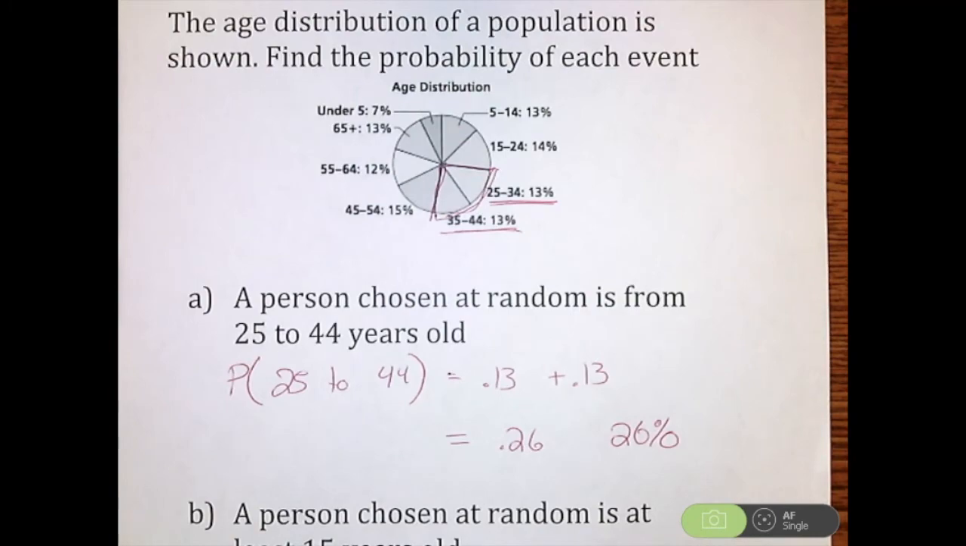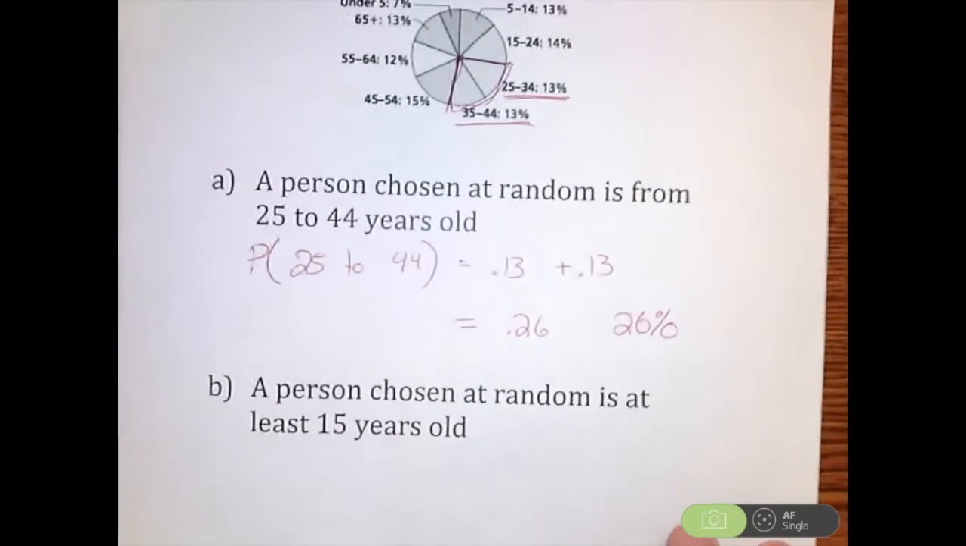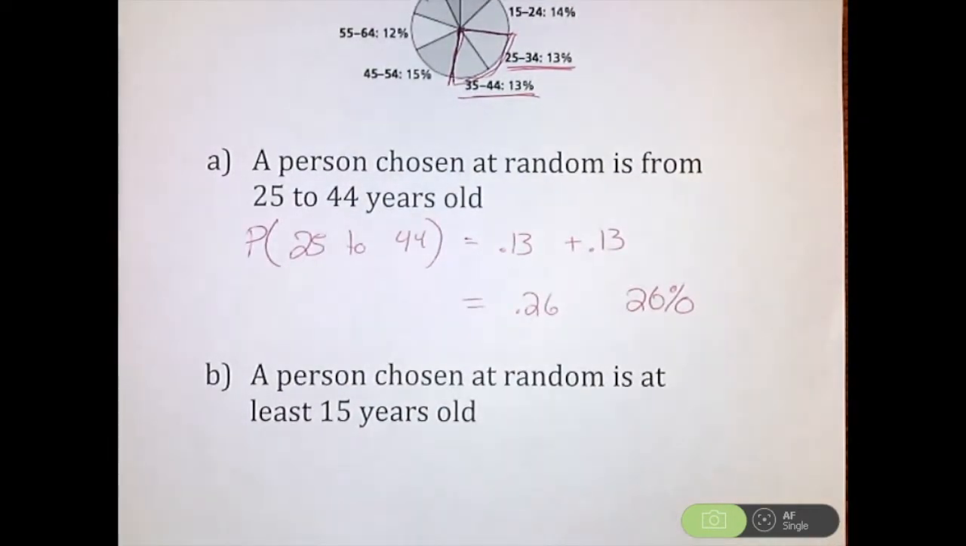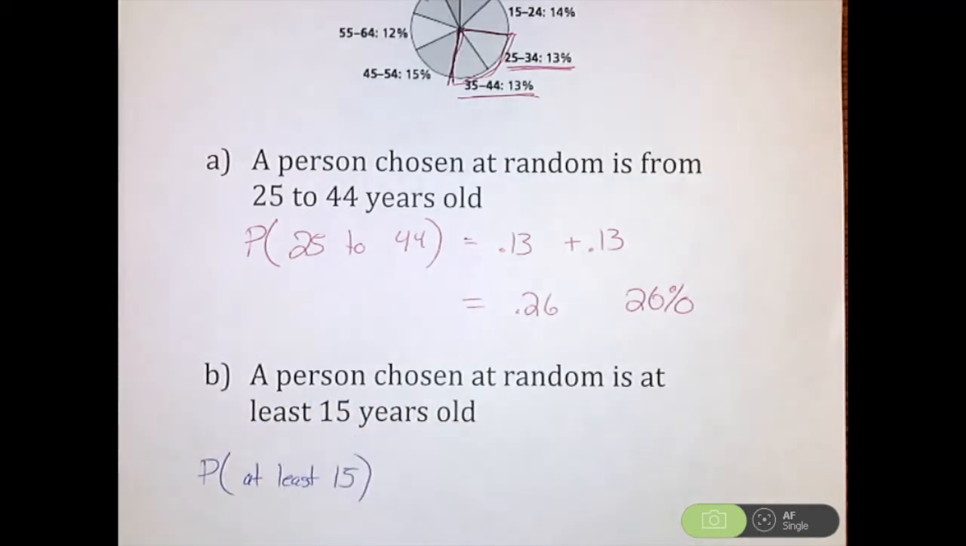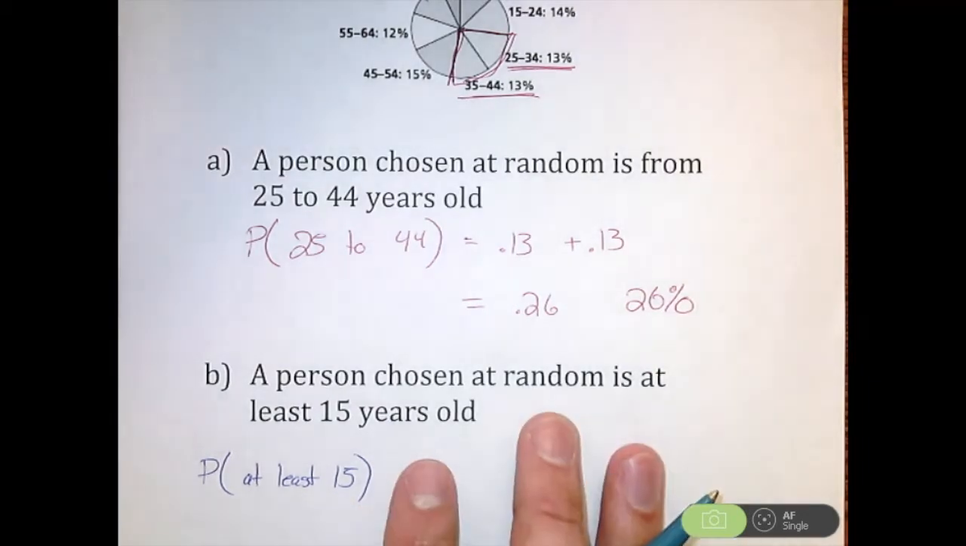All right, so that's nice. Let's get a little bit more complex here. My next one: a person chosen at random is at least 15. So we're looking at the probability that they're at least 15. I need to think in my head, what does that even mean, at least 15? You're going to have to rely on a little bit of English there. When you want at least 15, that means the lowest amount can be 15. So anything 15 or above.